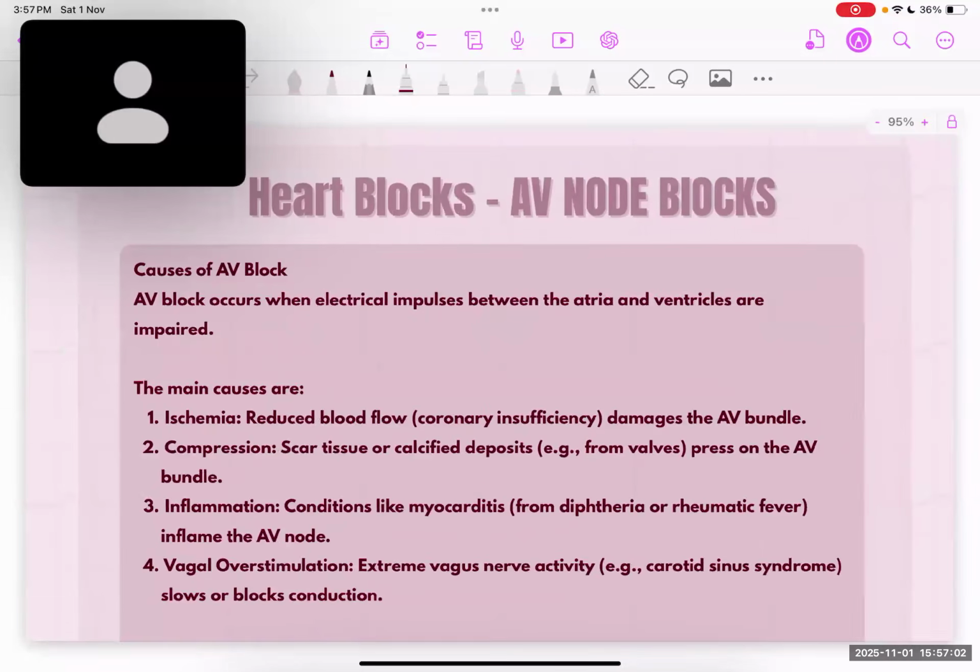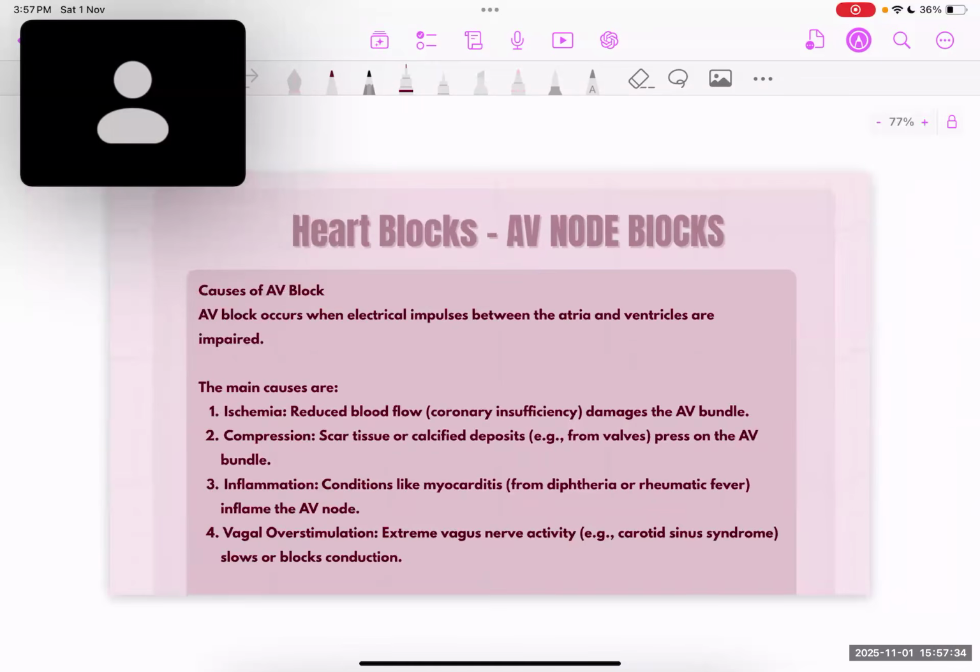Okay, now we're moving on to your AV node blocks. AV node blocks occur when electrical impulses between the atria and the ventricle are impaired. The main causes could be ischemia, where reduced blood flow damages the AV bundle. There could be compression from scar tissue or calcified deposits pressing on it, which could block it. If there's inflammation, that could inflame the AV node and block it. And if there's vagal overstimulation, like extreme activity of the vagus nerve, then it could slow or block conduction. So these are just the reasons.